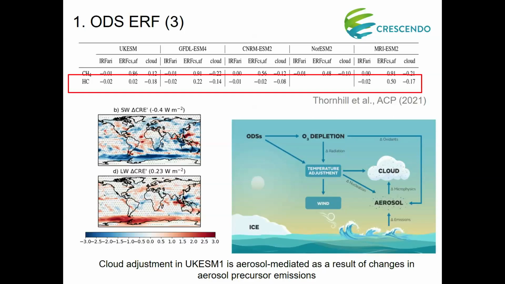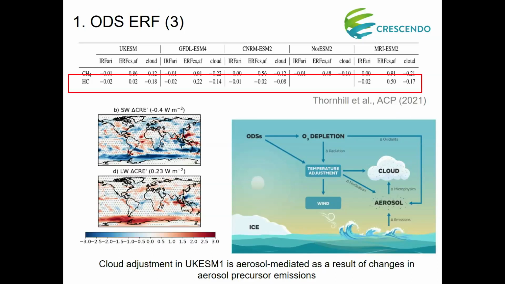These plots here on the left are showing the global distribution of that cloud radiative effect in the short and the long wave. And you'll see that it's very much dominated by changes in the southern high latitudes. So although the Morgenstern et al. paper and indeed the paper I published on all anthropogenic forcings from UK ESM mention this cloud adjustment, we don't actually provide any explanation or a process-based explanation of what's driving that cloud adjustment.